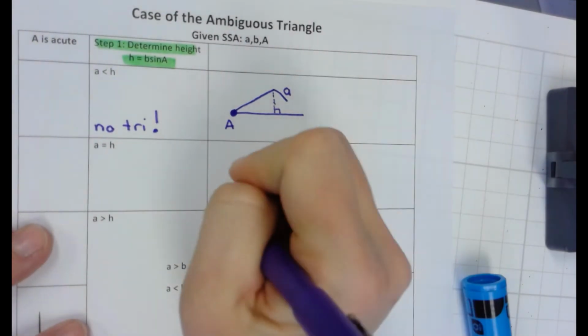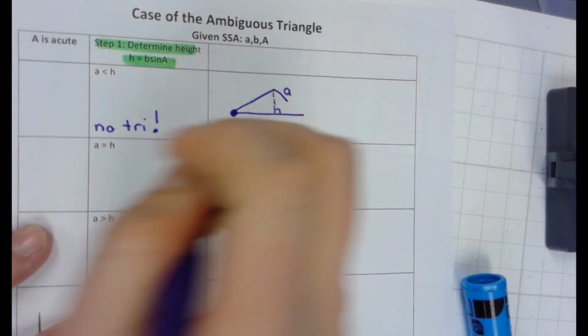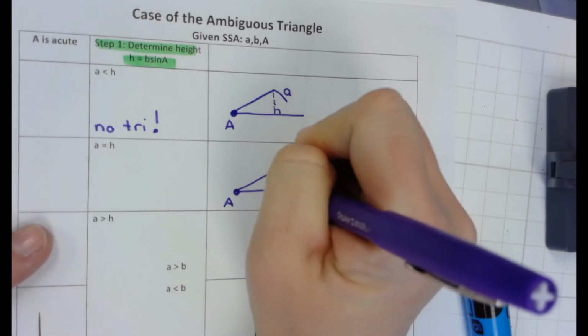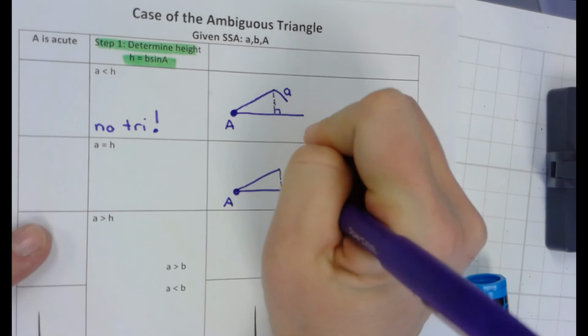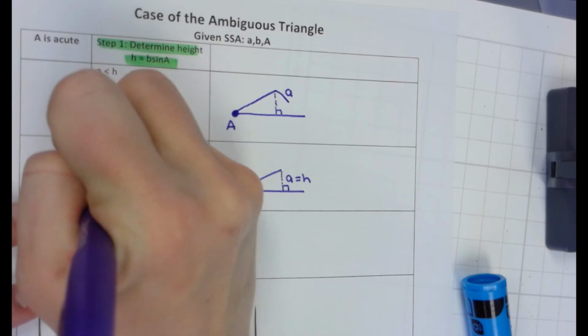So there's our A. And we have the long noodle coming out. There's our height. And the little noodle was the same as the height. And it completes a right triangle. And if we have a right triangle, let's not do the law of sines. What are we going to do to complete this problem? SOHCAHTOA. Pythagorean theorem if you have enough information. So I'm going to put on here, you're going to have one right triangle.